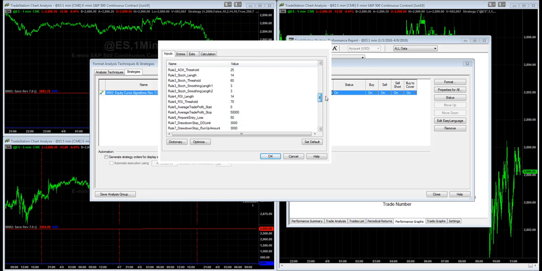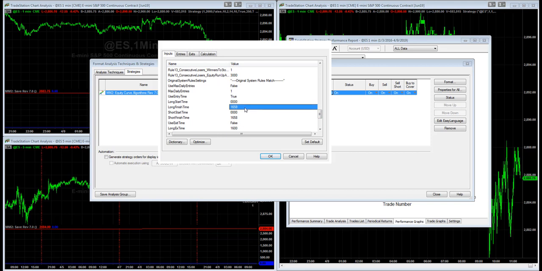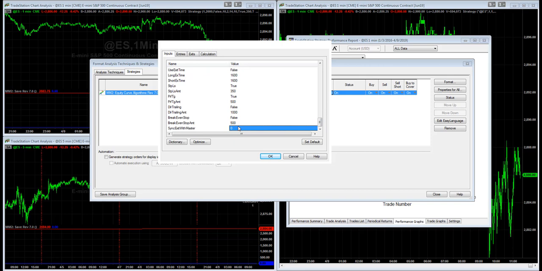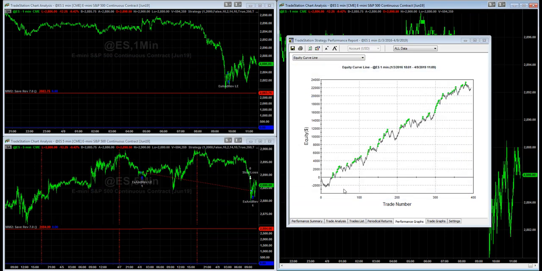And then Rule 10 is just simply a 10 and 20 open equity. OE means open equity. L1 is 10, open equity. L2 is 20. So 10 and 20 period moving averages up. And we don't have a max daily entries. We use the original entry times. We don't sync the exit with the master. We have a 350 stop loss, 500 profit target, such as the original, but we don't sync the exit with the master. So let's see what the results are for that, and I'm applying that rule.